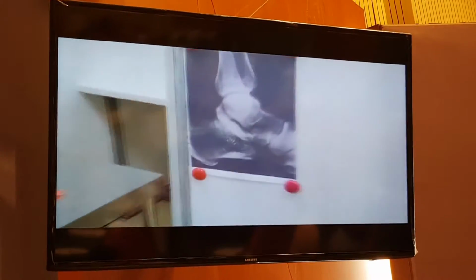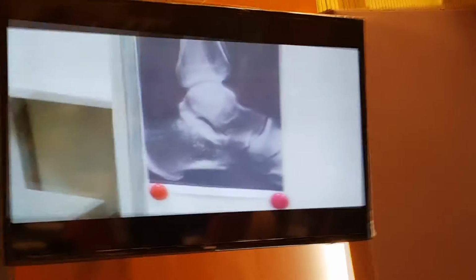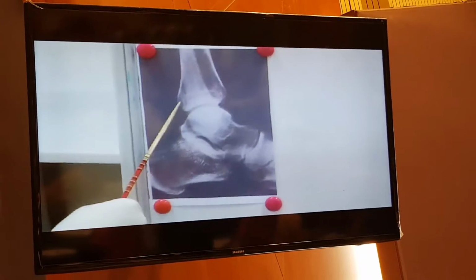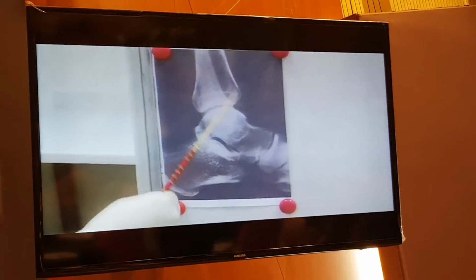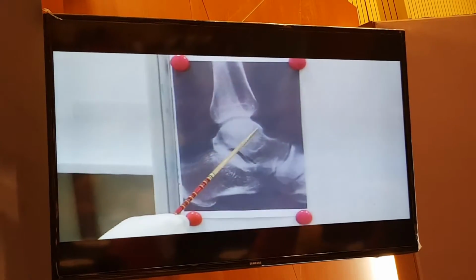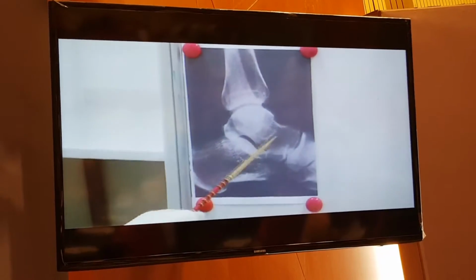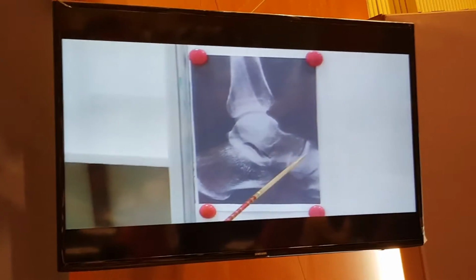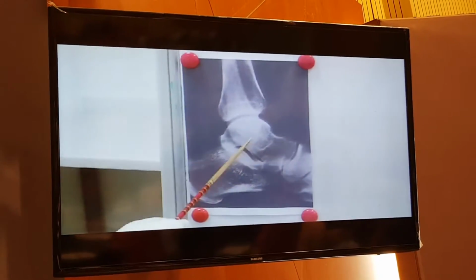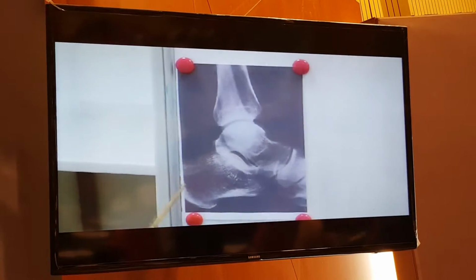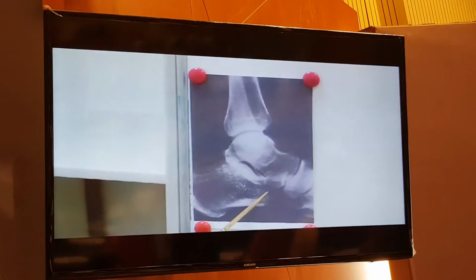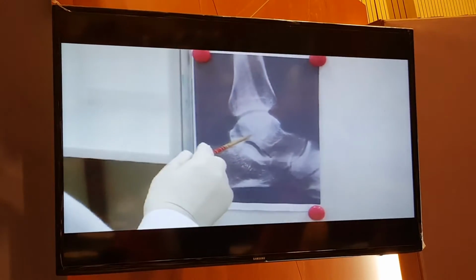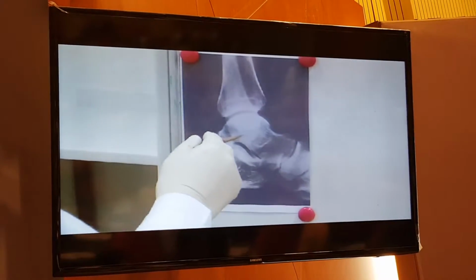Ankle joint. This is the X-ray picture of the ankle joint. This is the tibial bone and this is the fibular bone. Here is the talus bone, trochlea of the talus, neck of the talus, and head of the talus. In front is the navicular bone. Below the talus is the calcaneus bone. Ankle joint is formed, if you see very carefully here. Another picture I'm going to show you here.